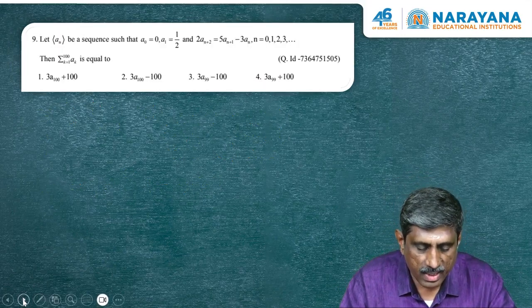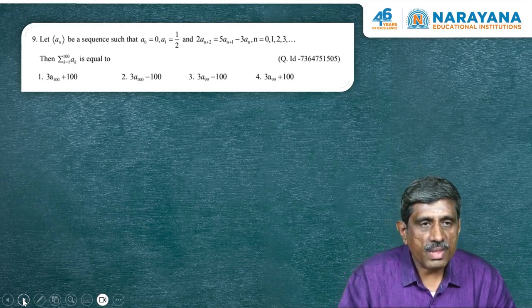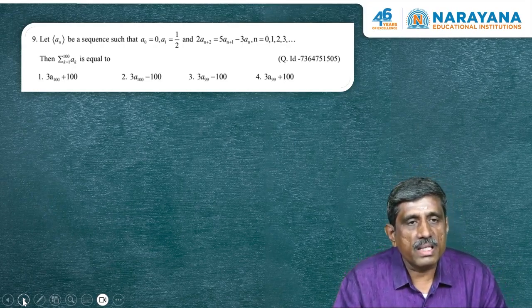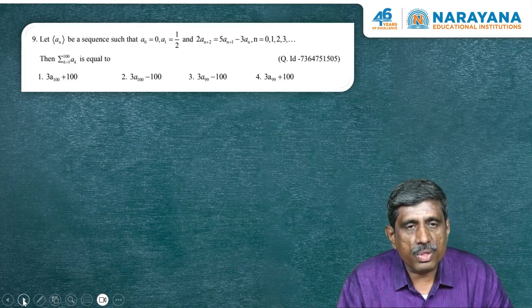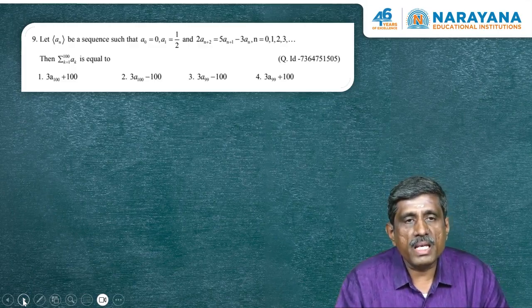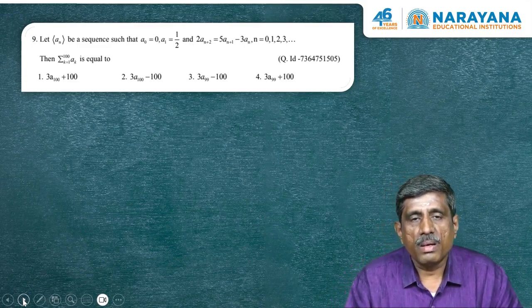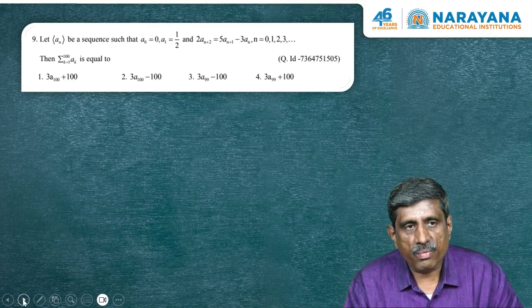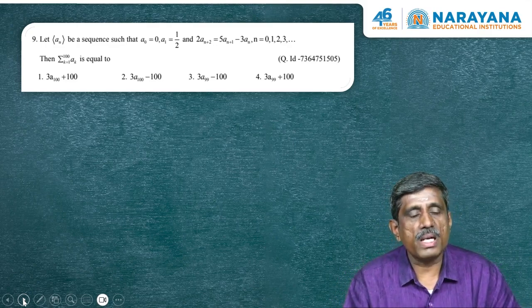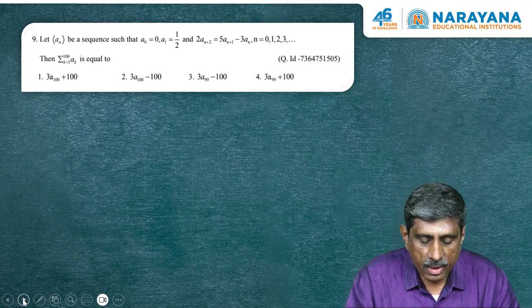Let us move on to the next question. A question under sequence and series. We have a sequence a_n with a_0 equal to 0, a_1 equal to 1 by 2, and 2 times a_(n+2) is equal to 5 times a_(n+1) minus 3 times a_n for n equal to 0, 1, 2, 3. We are asked to find what is the sum from k equal to 1 to 100 of a_k. I will do one thing.